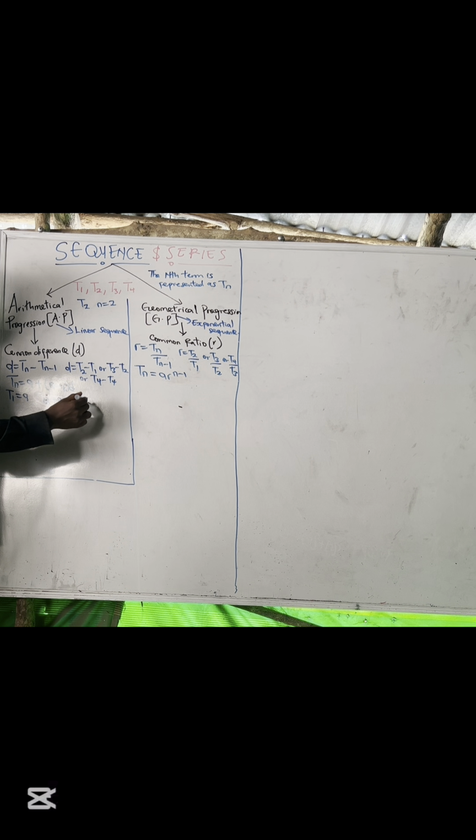The same thing for my T3. For my T3, my N is equals to 3. That will be 3 minus 1. That is 2. That will be what? A plus 2D. So we are going to be following this.